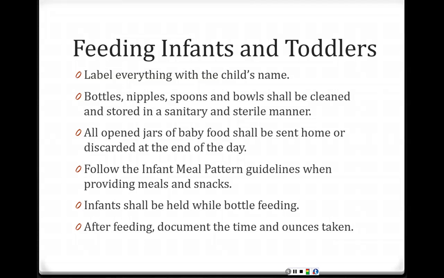I realize that this may not be something that you are actually responsible for. It may be something that's more managerial. However, you will still be implementing that, so you need to be aware of the infant meal pattern guidelines, and that's also attached to this PowerPoint presentation. Infants shall always be held while bottle feeding. Bottles should never ever be propped. After feeding, you want to document the time and the ounces that the child has taken.